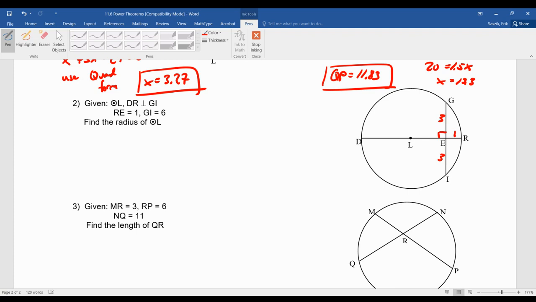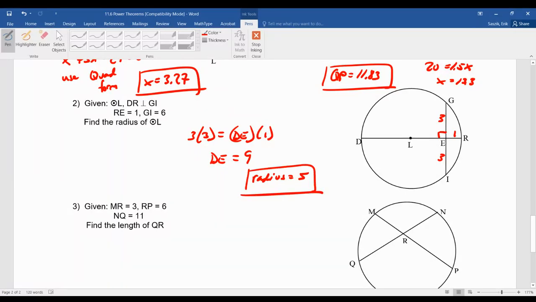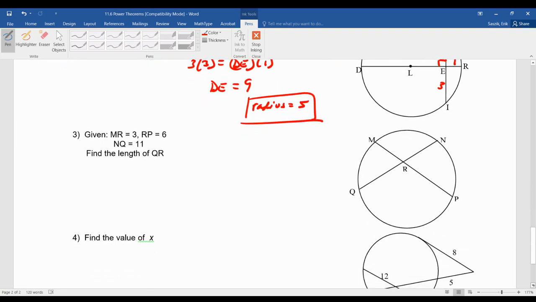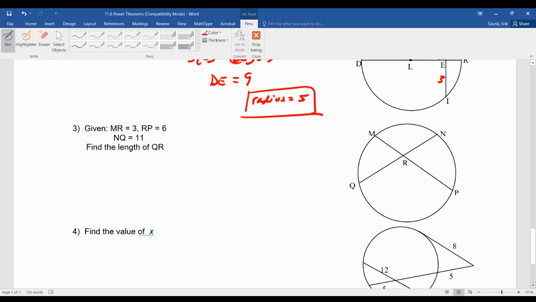But what I can do here right now is I can do chord, right? Part times part equals part times part. So obviously you get DE equals 9. So the radius is 5. So again, if you start drawing stuff in, you can probably still do it, but you just make a lot more work for yourself, okay? So don't forget about drawing in, but we do have these additional tools at our disposal.